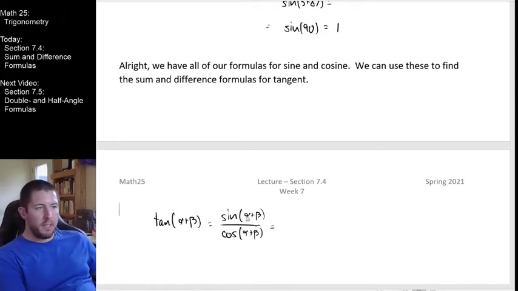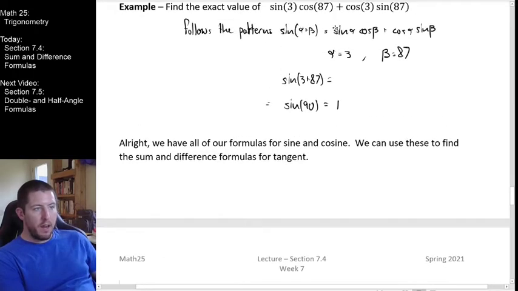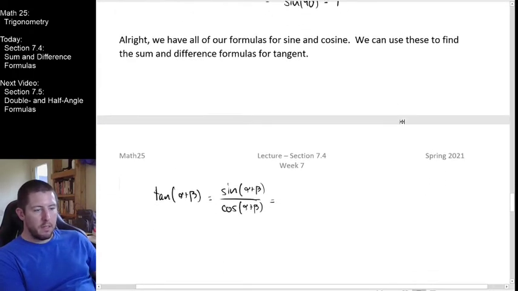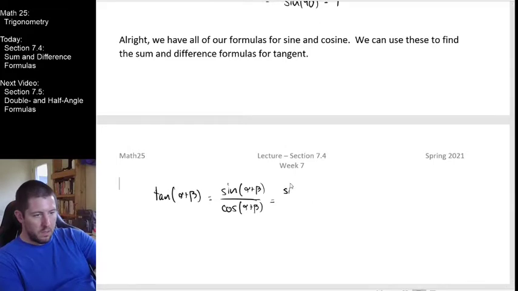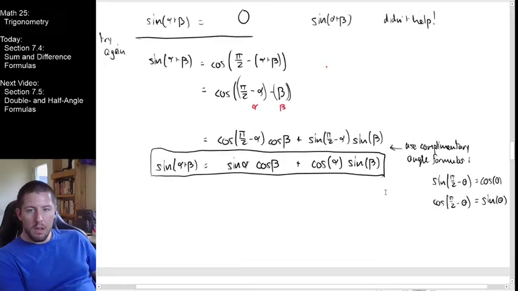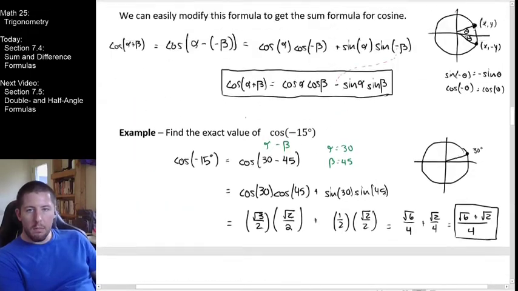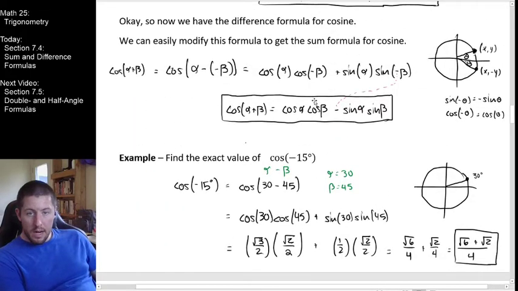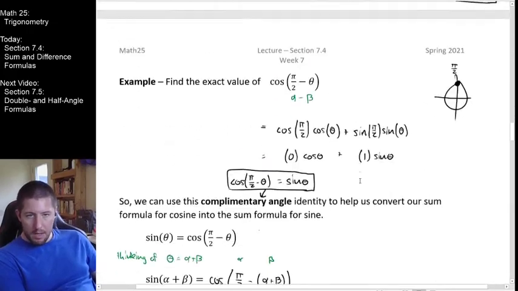I know my formula, the sum formula for sine. I just wrote it right here. Sine alpha cosine beta plus cosine alpha sine beta. Also, I want my cosine sum formula. Let's scroll up and find that guy. Cosine sum formula: cosine alpha cosine beta. So cosine products minus sine products.